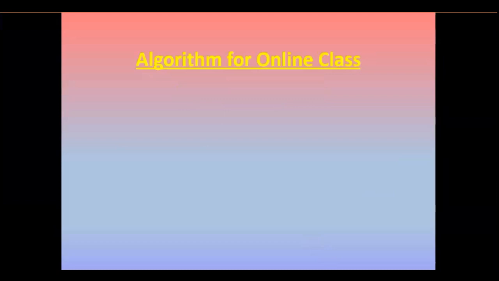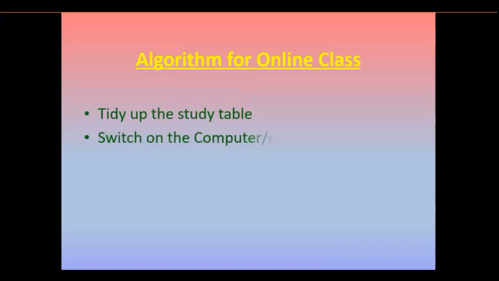Now suppose I ask you to write an algorithm for online class. How will you write the first step? Tidy up the study table. The first thing you'll do is to tidy up your study table, isn't it? So this becomes your first step. Then after this, what are you going to do? After that, you will be switching on your device. If you are attending the class through a computer, you will switch on your computer. Or if you are attending a class via mobile, you'll use your mobile. So you'll switch on your mobile.